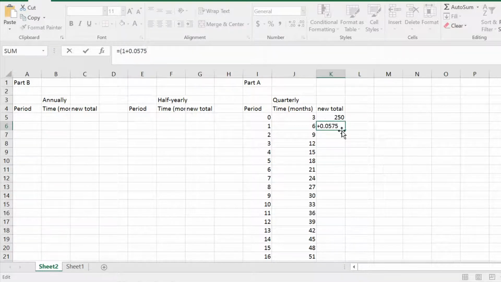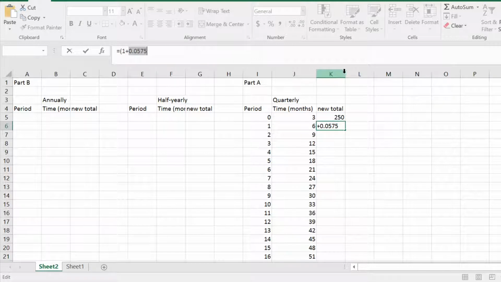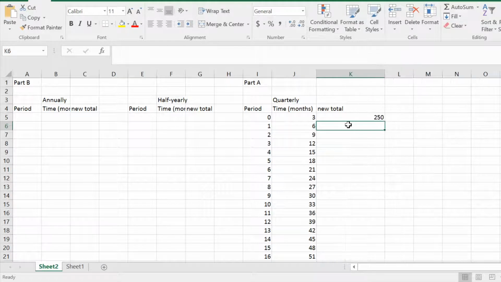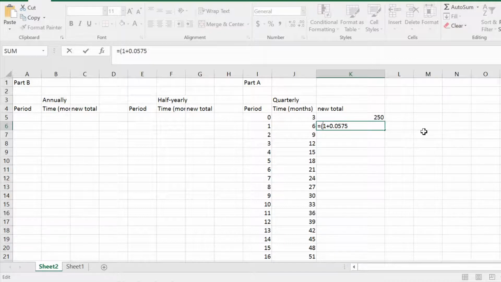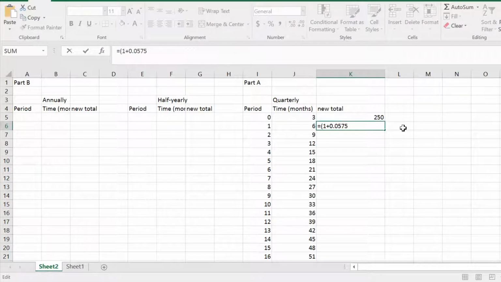Because this 0.0575, I might just widen, no. Oops. Widen it, I'll start again, sorry. So, equals 1 plus 0.0575. The reason we can't do this, grade 12, is because this 0.0575 is the interest rate every year. We are not working in yearly amounts like we were in question 1, as you can see here, at the end of each year, and it was compounded annually. Okay, now we're dealing with 250 and it's compounding quarterly. So what we need to do is actually divide that by 4.